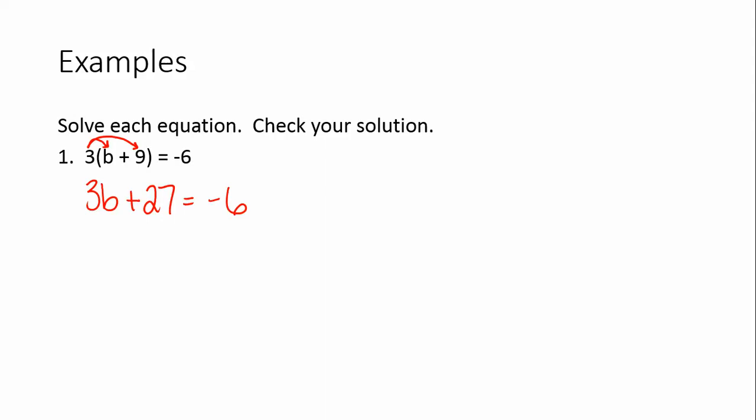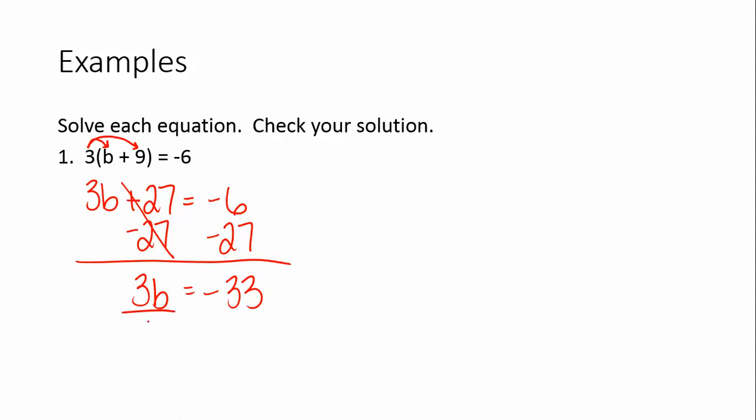There are no fractions to clear, and now we're in the same place we were yesterday, so we're going to undo addition. We always undo addition or subtraction first before we try to take care of the multiplication. So we're going to bring down 3b, and you can use a calculator, remember, or you can just do negative 6 minus 27 in your head, but you get negative 33. Now we're going to divide both sides by 3, and we get b equals negative 11.